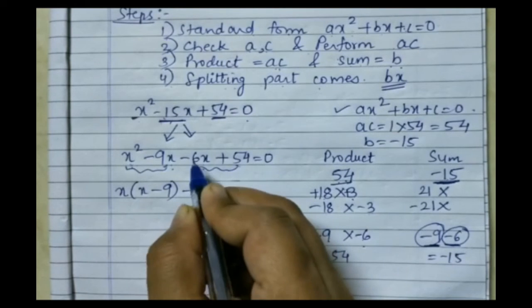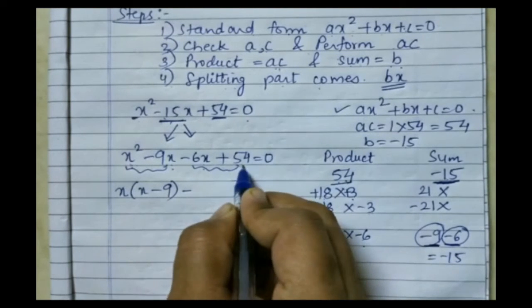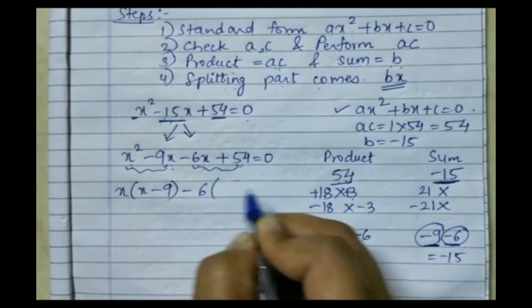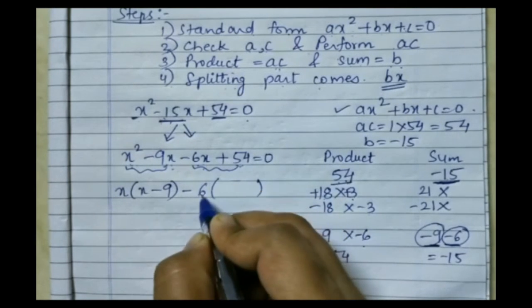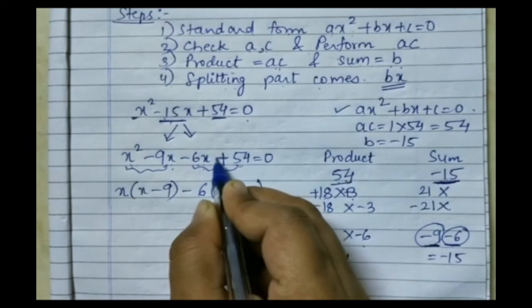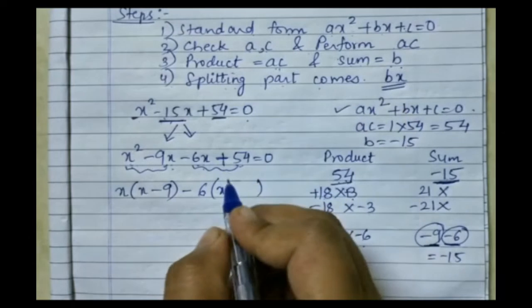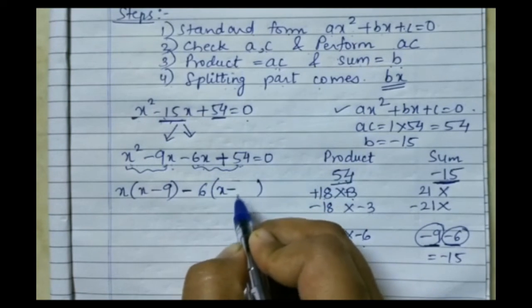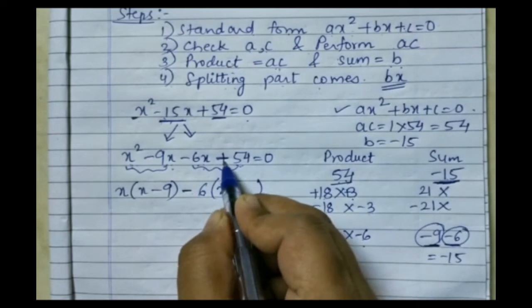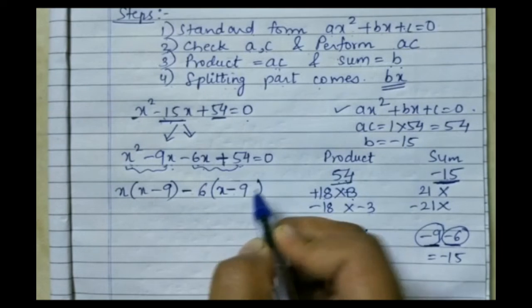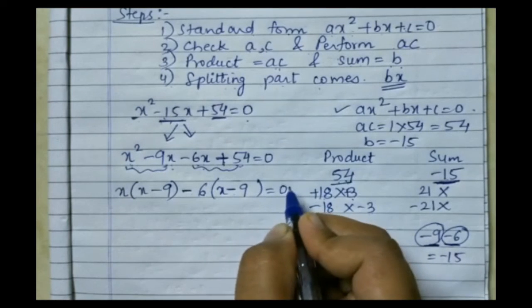I put minus sign. In 6x and 54, I find common 6. I take 6 common outside. I put a bracket. From 6x, 6 is outside, so x will remain inside. This plus sign means 2 times negative. So 1 negative is already outside, so 1 negative inside, because minus minus will be plus. And 6 9s are 54 and then equal to 0.